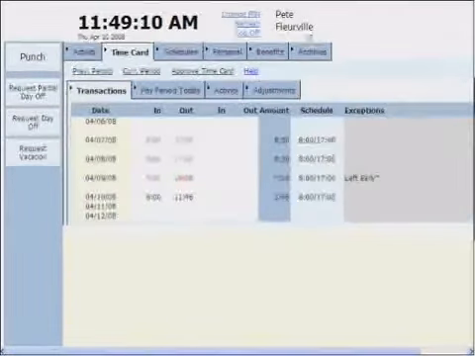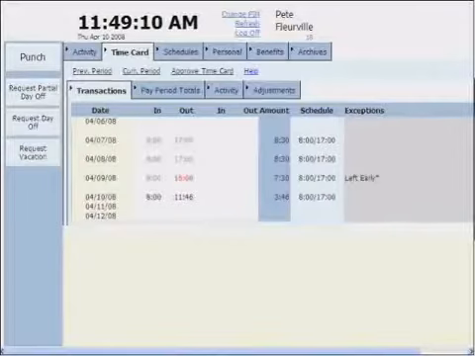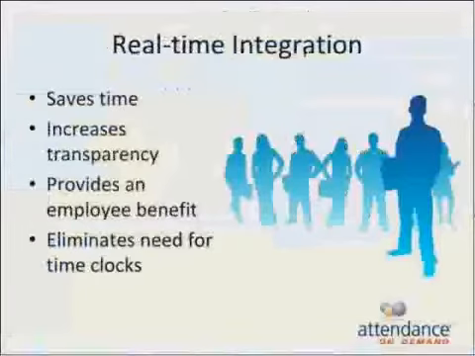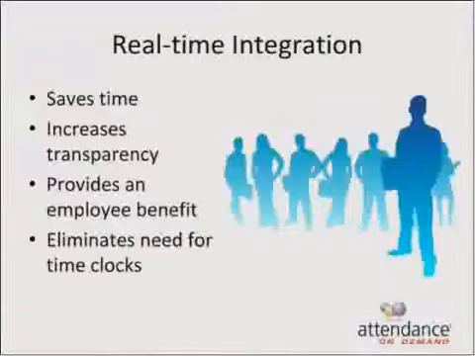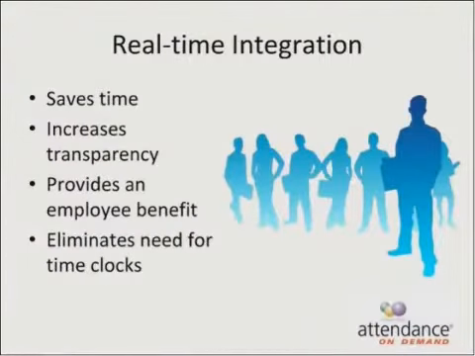But these are just a few of the things that Pete can do in employee self-service. Because employee self-service is completely integrated with attendance on demand, Pete sees the same information about himself that management sees in real time without having to contact HR or a supervisor. Employee self-service saves time, increases transparency, and empowers employees. For some organizations, it even eliminates the need for time clocks.